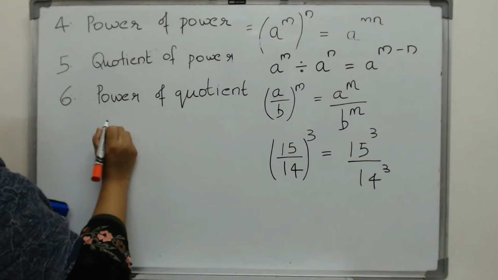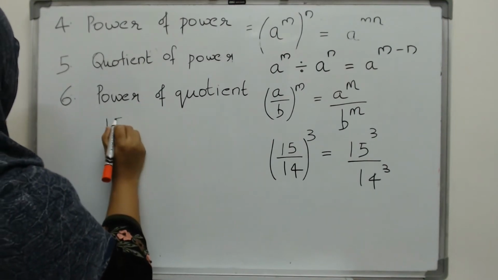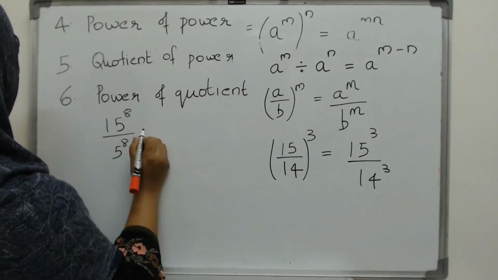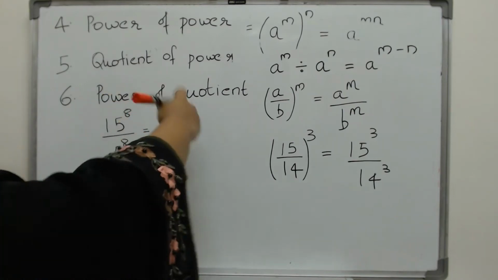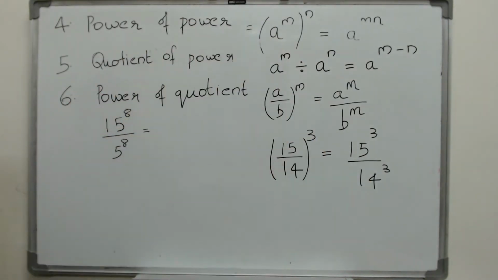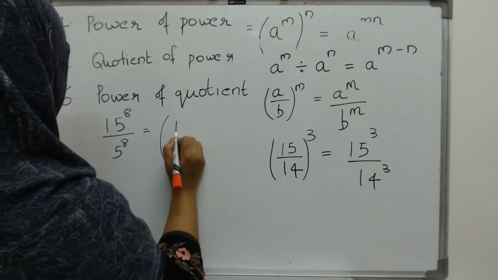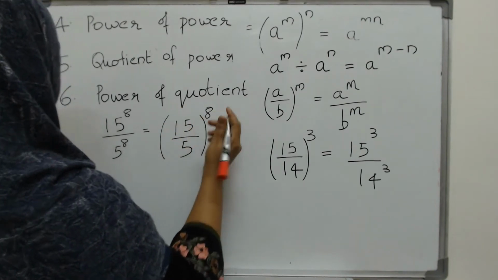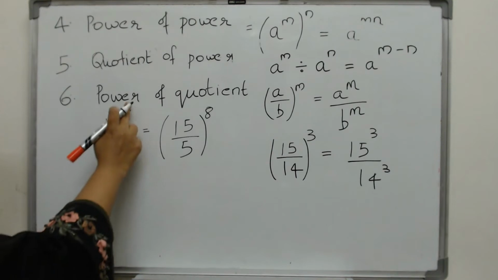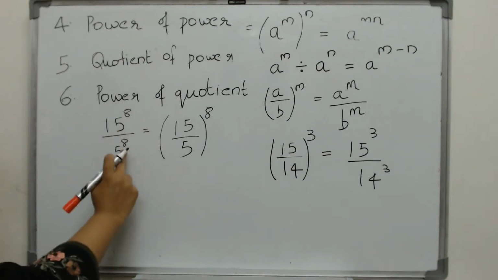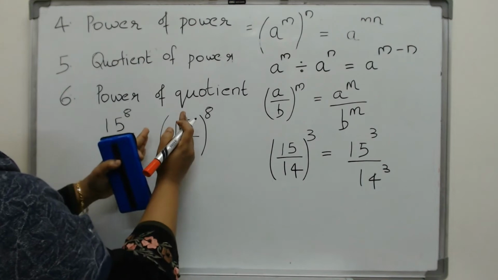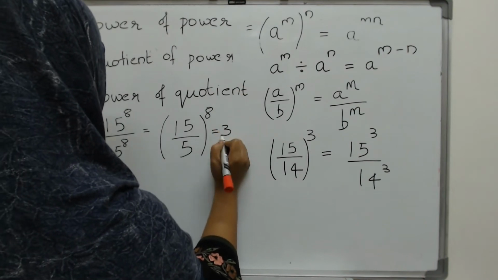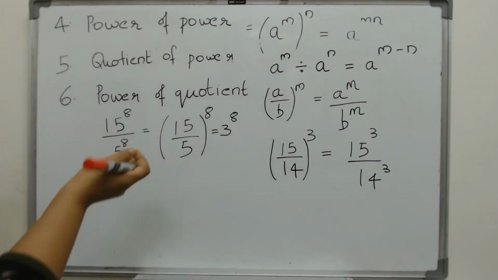And now how does this help us? Suppose you have to divide say 15 raised to 8 by 5 raised to 8. So instead of multiplying 15 8 times and then 5 8 times and then finding the quotient, you can do this. You can take 15 by 5 raised to 8. And why did you take this? Because see, the exponent is the same. When the exponent is the same, you can take the quotient of both these numbers together and take it to the power of 8. So this is the same as 3 raised to 8. See, this makes your life easy.